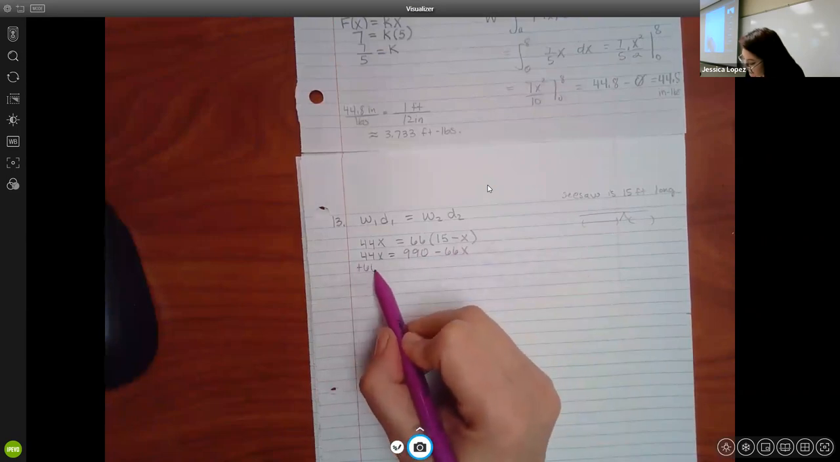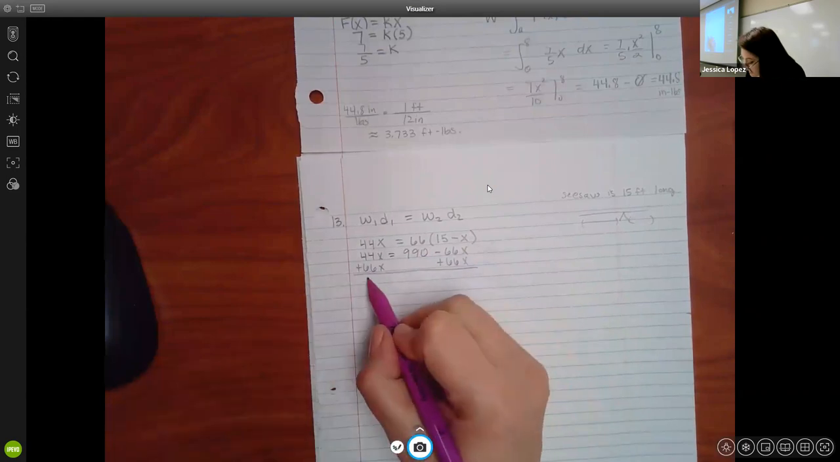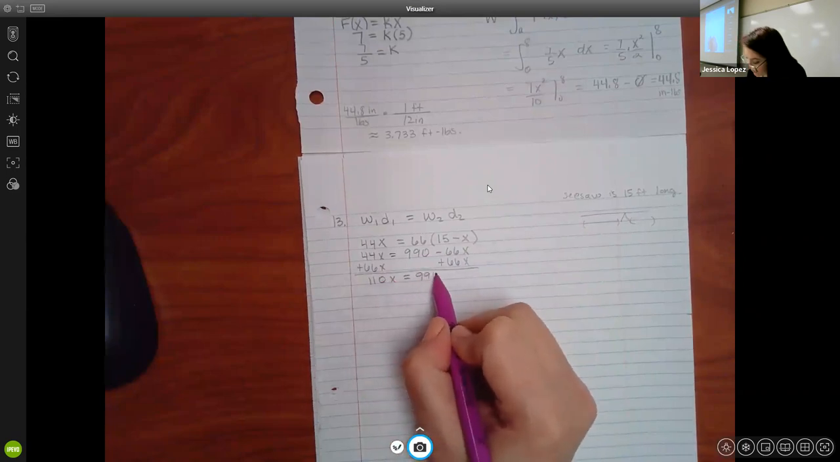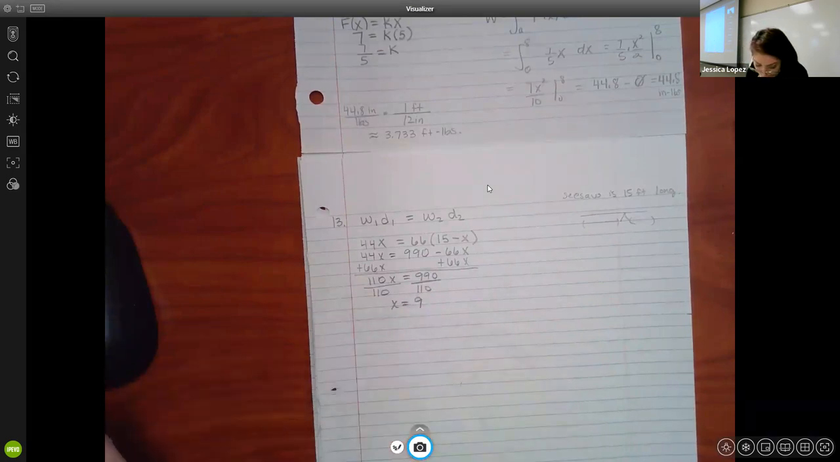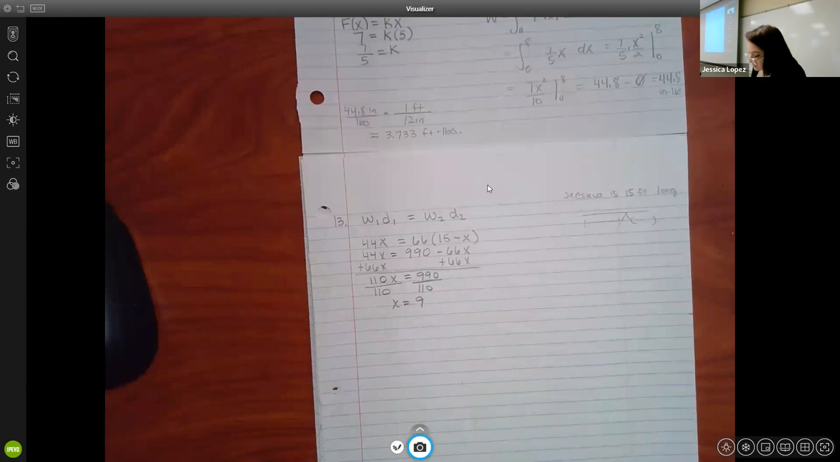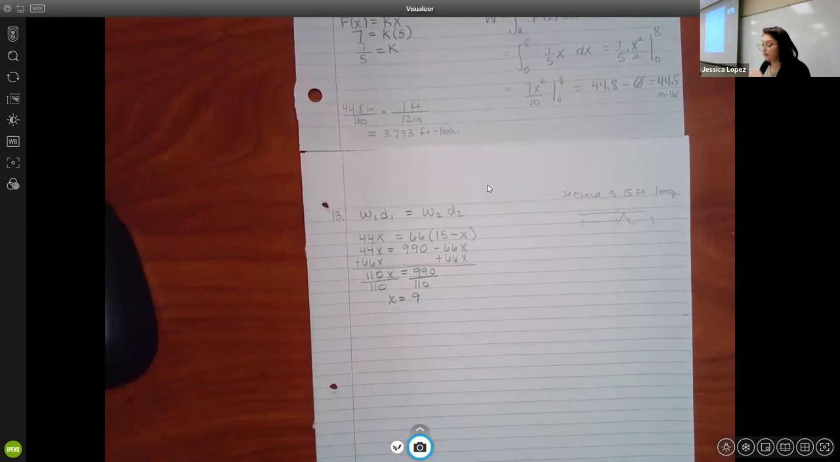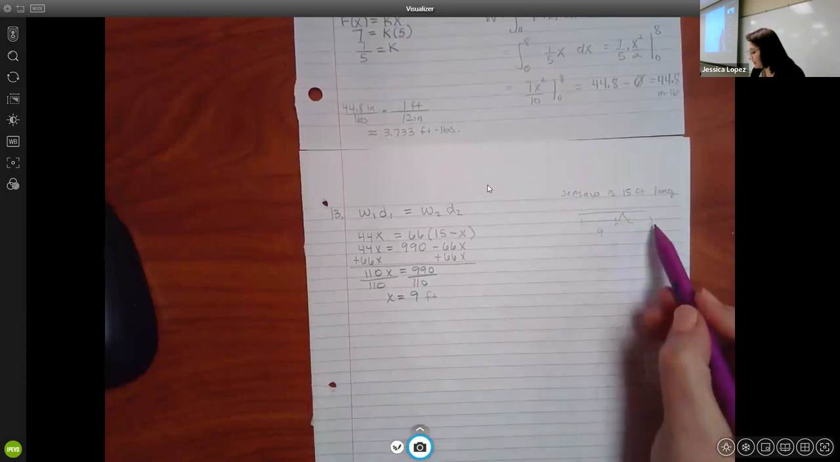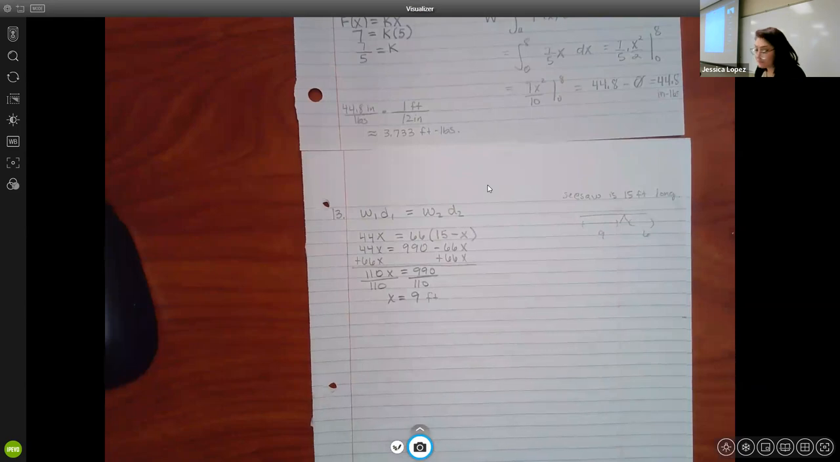And then I'm gonna add 66X. 44 plus 66 is 110X. And then if I divide by 110, pretty sure I get 9, but let me double check. Sometimes my brain does stuff that it shouldn't. So we get that the pendulum would have to be moved over 9 feet. So basically, this side is 9 feet, and then that side would be the remaining 6 feet.